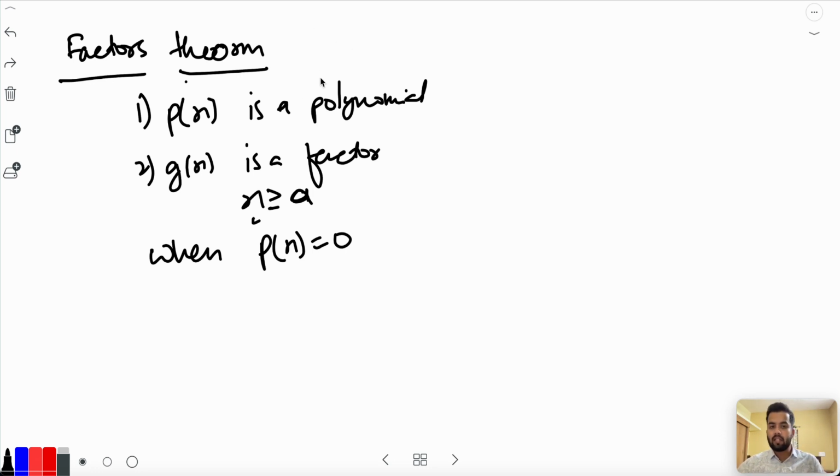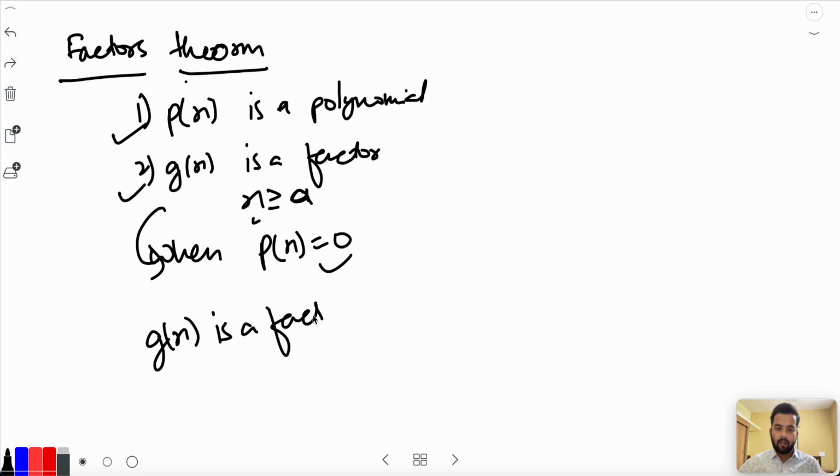Same thing is there in the factor theorem also. If we have a polynomial p(x) and g(x) is a factor, if we put that value and if the p(x) value is getting 0, what does it mean? This means that g(x) is a factor of polynomial p(x). See, I wrote the statement also. If you are getting 0 as an answer, what does it mean? g(x) is a factor of a polynomial. Done? Now let's take an example.